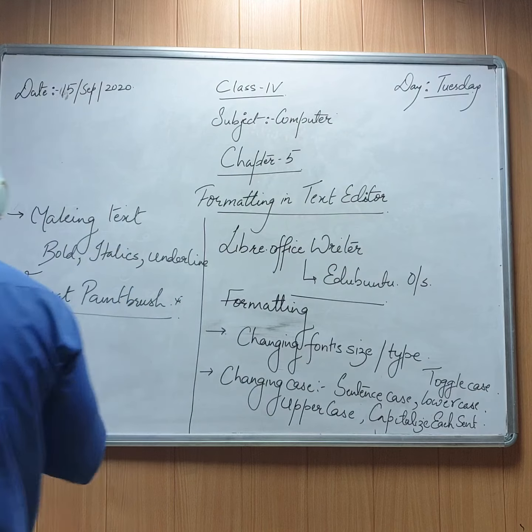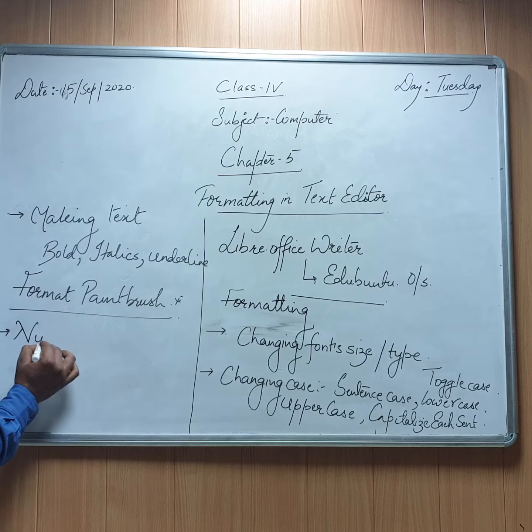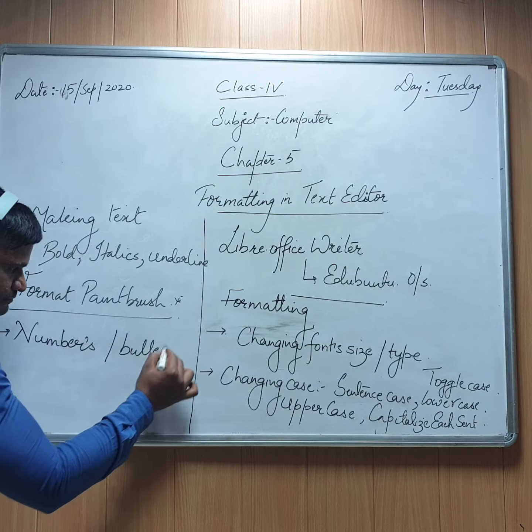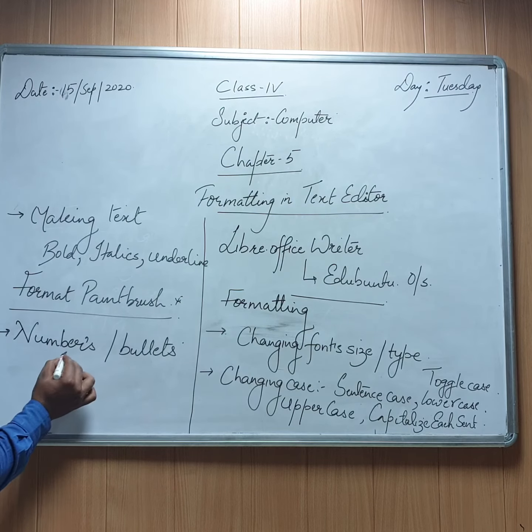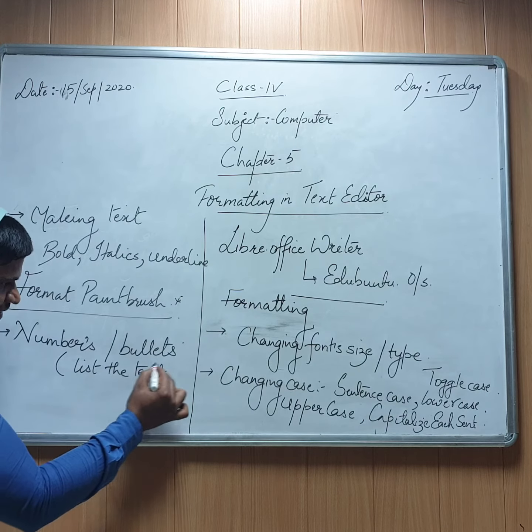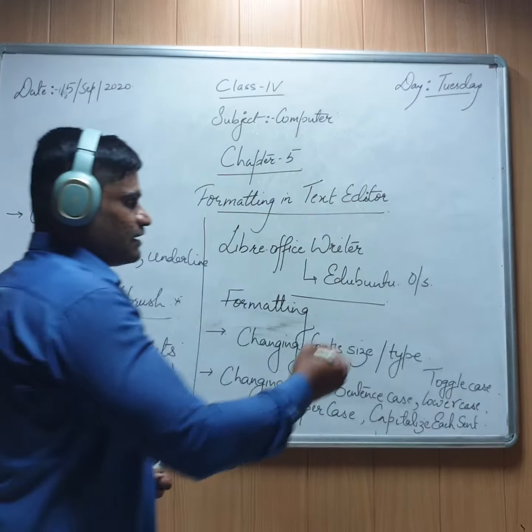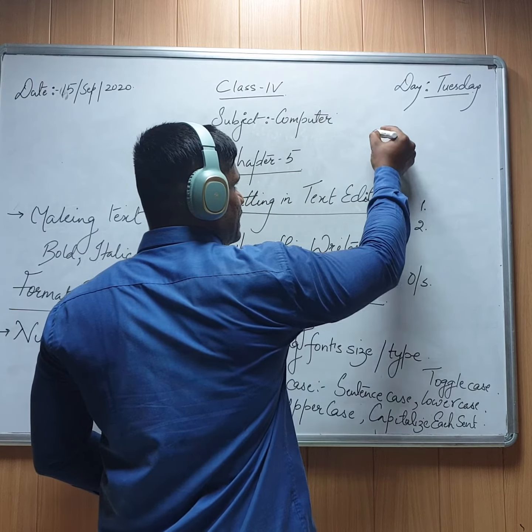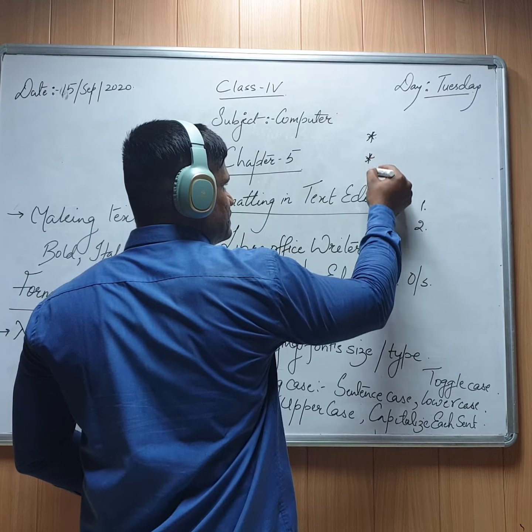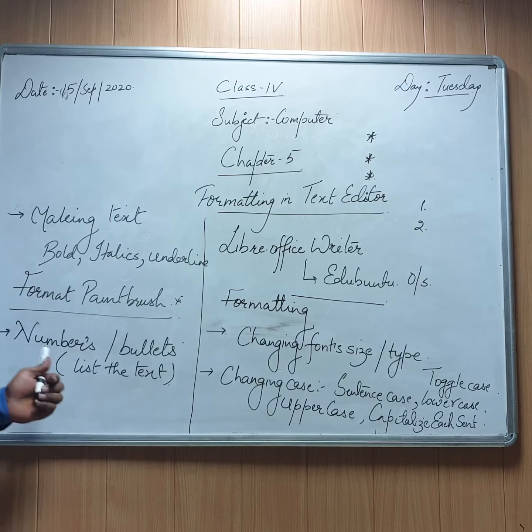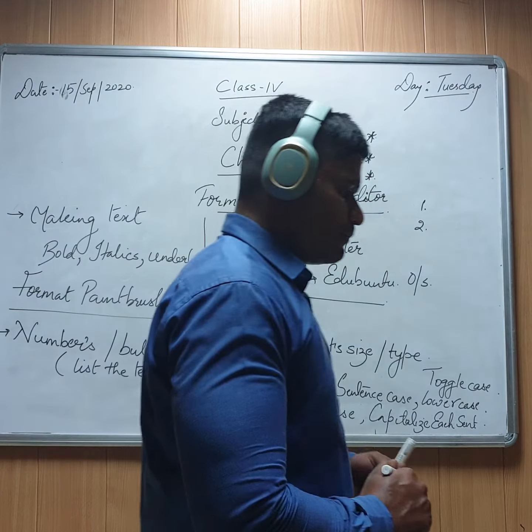Now the topic we will be covering is how we can apply numbers or bullets, that is how we can list the text. This is known as listing. हम list बनाते हैं, we make a list like number 1 we want this, number 2 we want this, or in some places you see asterisk signs. So when you have to list a text, okay, you require numbers or bullets, and we will learn how we can apply numbers and bullets in this.